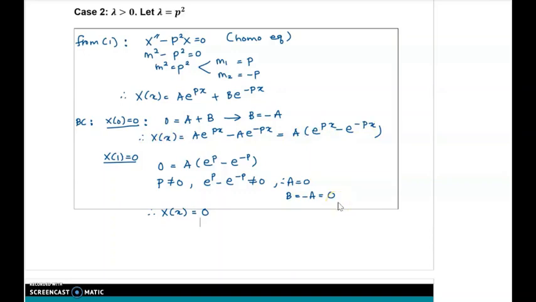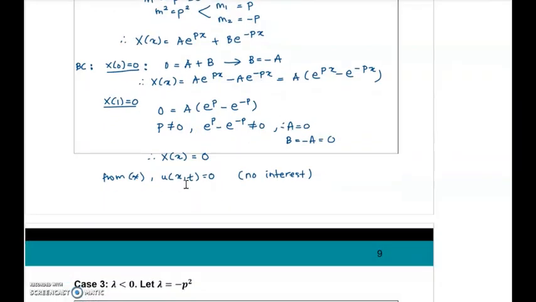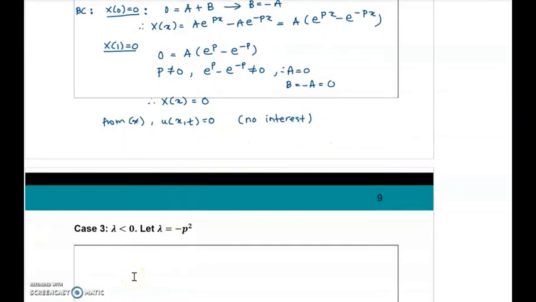Again, the same justification as case number 1. From this equation, our u(x,t) again is going to be 0 because of x times t. Since x is 0, the whole thing becomes 0. Again, this is out of interest. So case number 2 also didn't work. Case number 1 we discard, case number 2 is also out of interest. So we can expect the only case that should be working is case number 3. Otherwise, we don't have the solution for the heat equation.